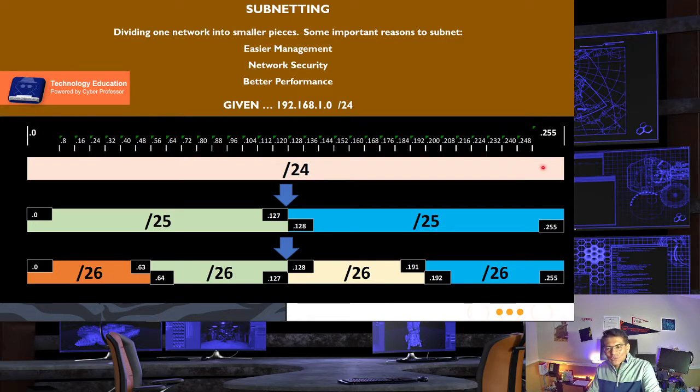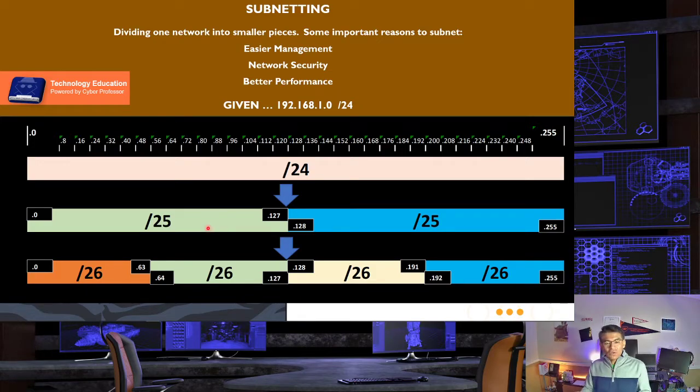Now, if you decide to divide this large space into two segments, you can apply the /25 approach and divide it in half. The first half will be from .0 to .127, and the second part will be from .128 to .255. So this will be dividing a long /24 network into two pieces, and you have two segments that are /25, or two subnets that are /25.